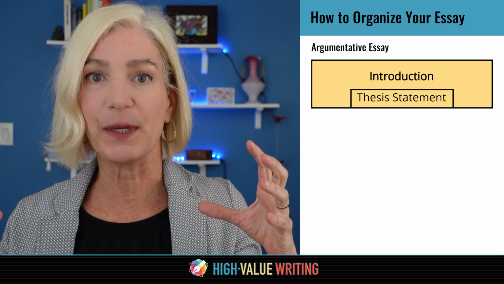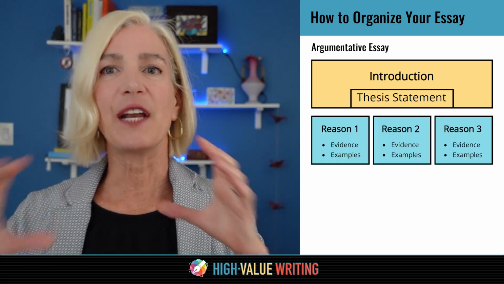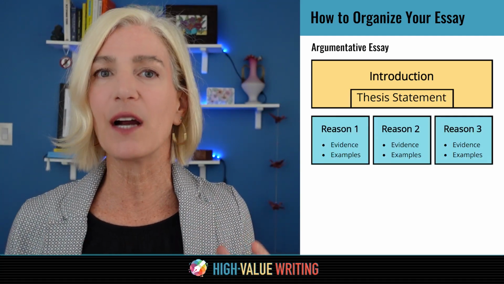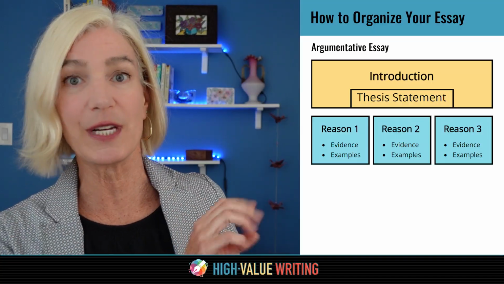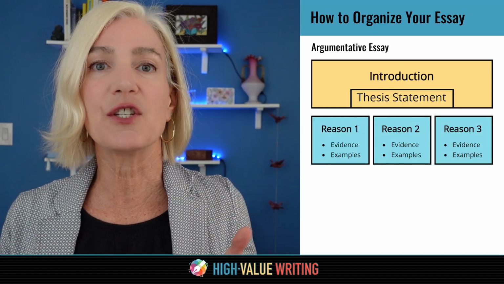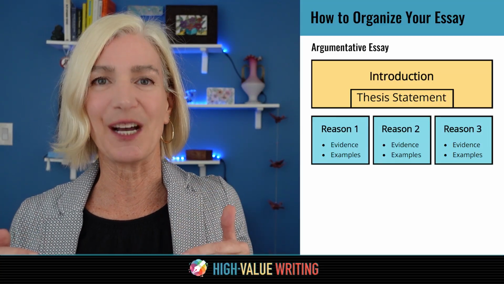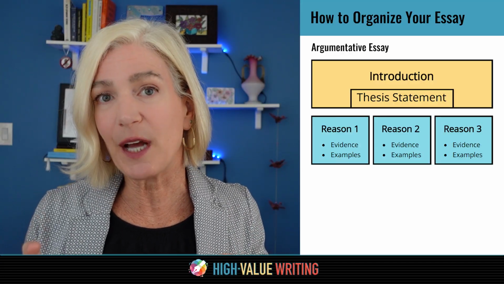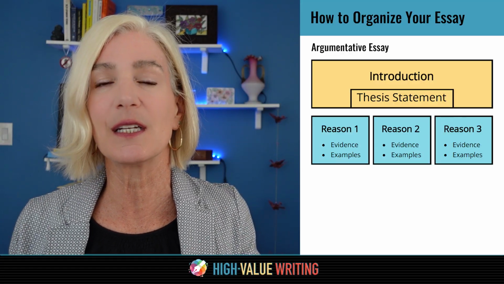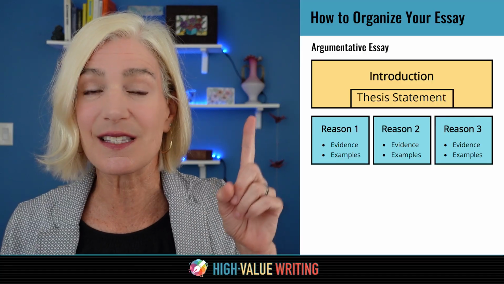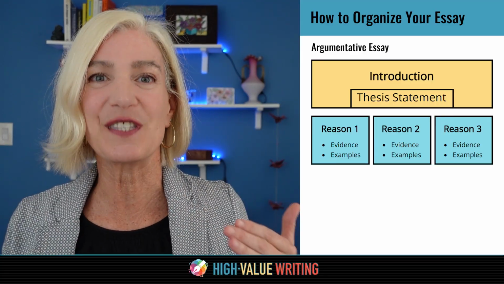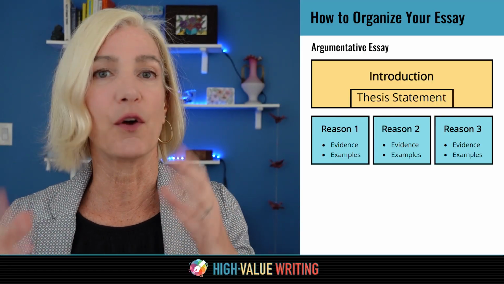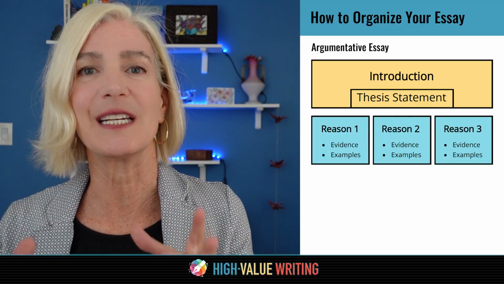But as far as organizing goes, that's all happening in paragraph 1. Then our next 3 or more paragraphs will be 1 per reason. What you'll have in each of those are your evidence and examples explaining the reason. Make sure when you open up these paragraphs on the reason that you use a topic sentence, here's a link, to introduce that reason. And then the rest of the paragraph is your evidence and examples.